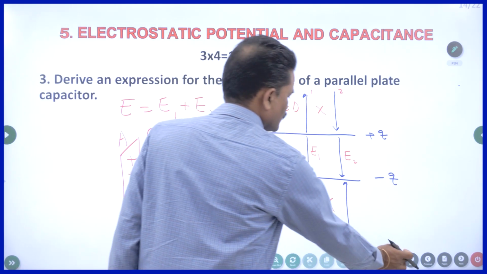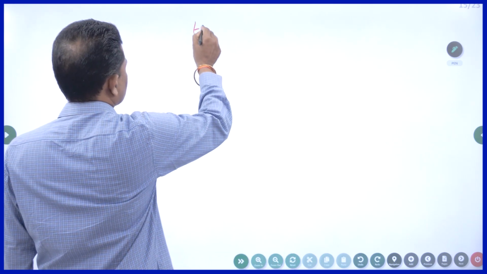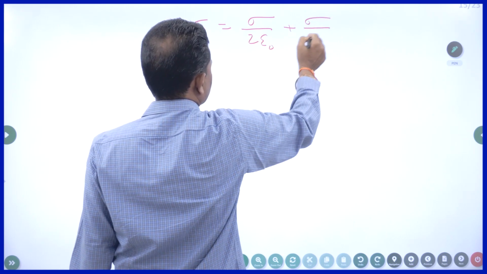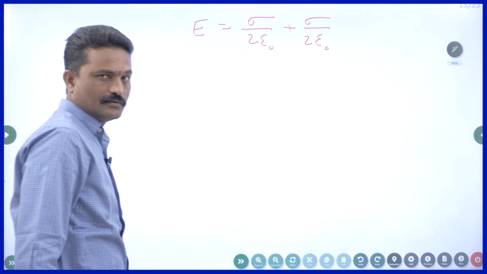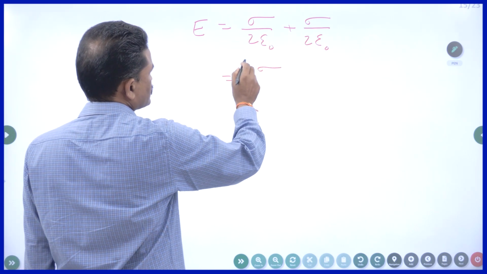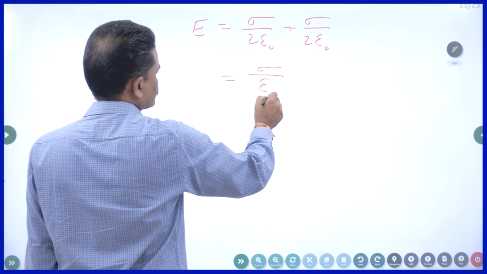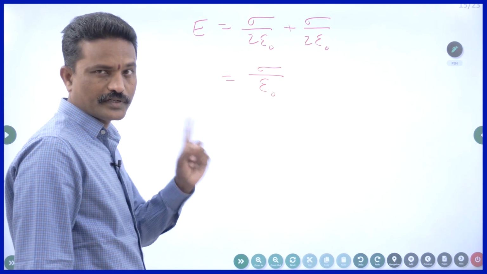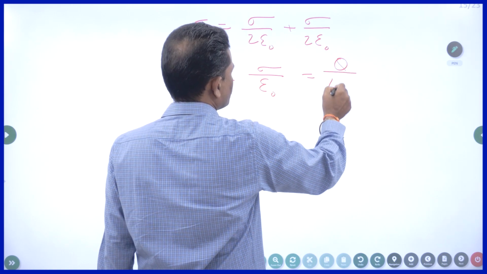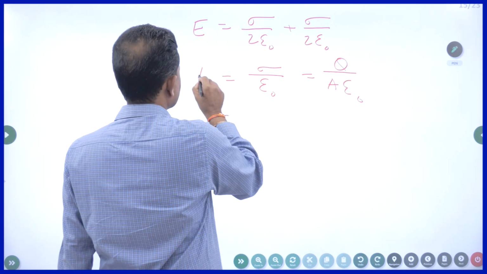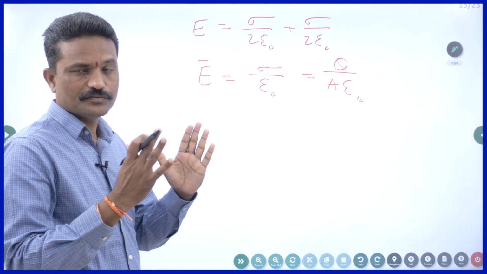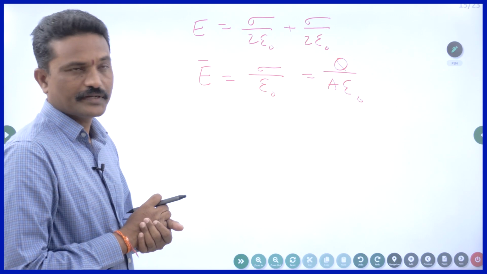So E is equal to E1 plus E2. So E is equal to sigma by 2 epsilon naught plus sigma by 2 epsilon naught. This will become sigma by simply epsilon naught, as 1 by 2 plus 1 by 2 is 1. What is sigma? Sigma is Q by A. So Q by A epsilon naught. This is the expression for the intensity of electric field between the two plates of a parallel plate capacitor.